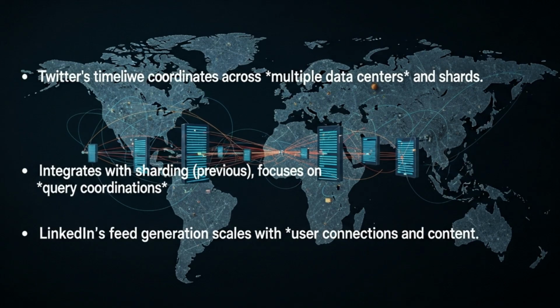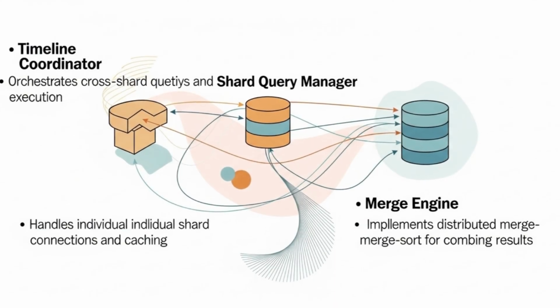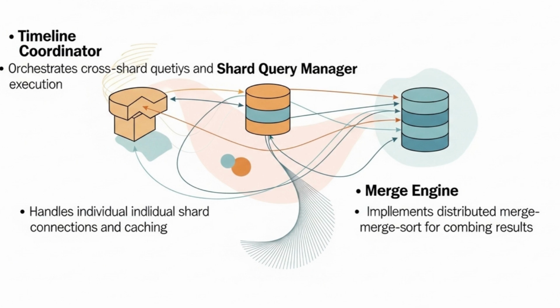Now, let's look at the key players in our cross-shard timeline service architecture. First, we have the timeline coordinator. This is the central orchestrator, managing all cross-shard queries and maintaining efficient connection pools to each database. Then, for each individual shard, we have a shard query manager. These managers handle specific shard connections, optimize queries, and even implement result caching to minimize latency.